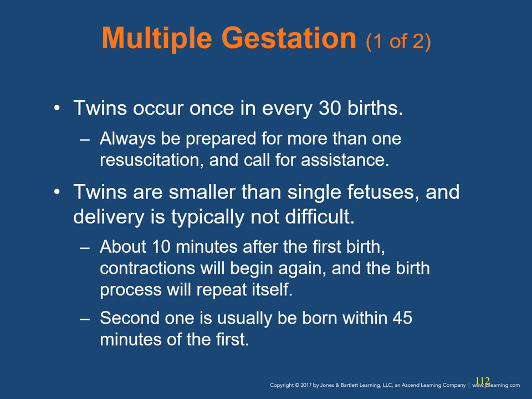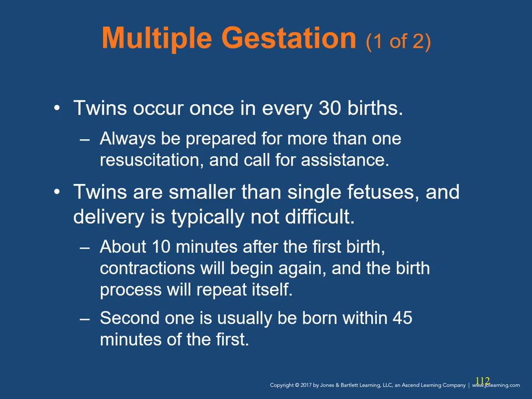Multiple gestation. Twins occur about once in every 30 births. Usually multiple fetuses are diagnosed early in pregnancy with modern ultrasound techniques. When there are multiple fetuses, be prepared for more than one resuscitation and call for assistance. Twins are usually smaller than single fetuses and delivery is typically not difficult.